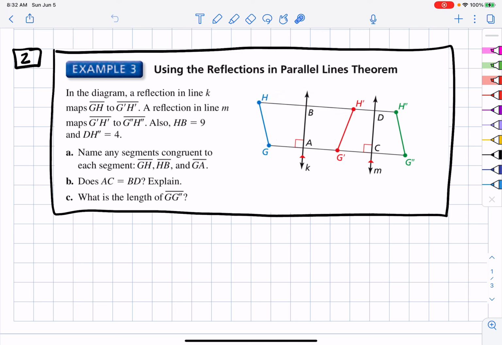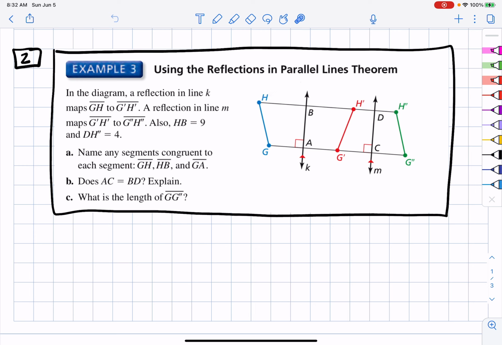And then a reflection in line M from G prime H prime to G double prime H double prime. So then again, we're doing from here to here. So we have 1 reflection and then we have 2 reflections. We also know a little bit of information.